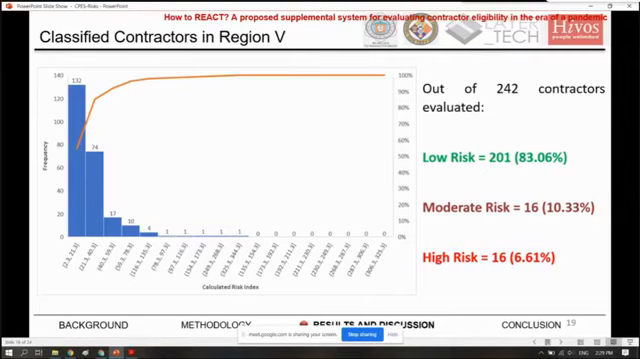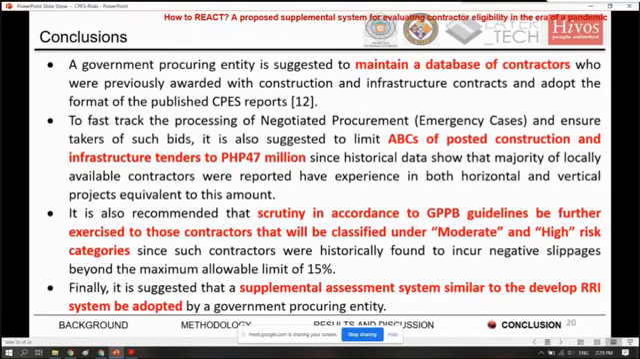We will see here that out of the 242 contractors evaluated, a good number, which is 83.06% or 201 of them, fall under the low risk category. And then only 16 fall under moderate risk, and high risk is 16. So here are the conclusions.